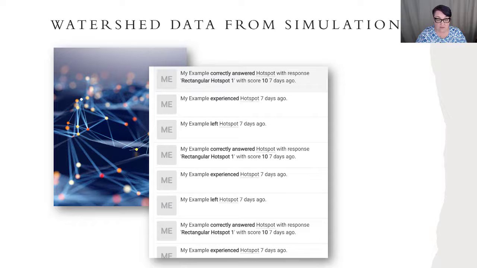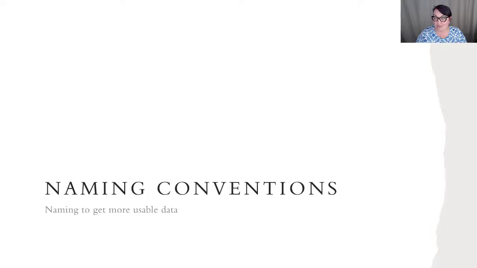So you can see here there are a couple. My example correctly answered hotspot with response rectangular hotspot 1 with score of 10. So not particularly helpful there. So we really started looking at naming conventions. You can get a lot of really great data out of Storyline just by publishing as xAPI. However, you need to be really careful about your naming conventions.